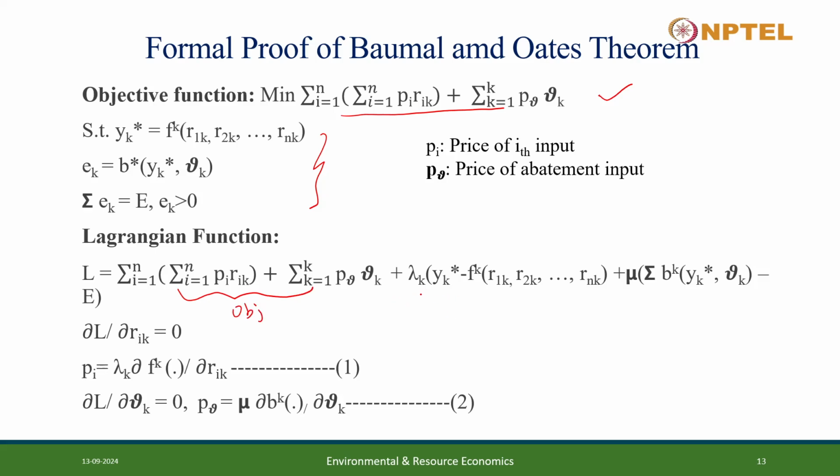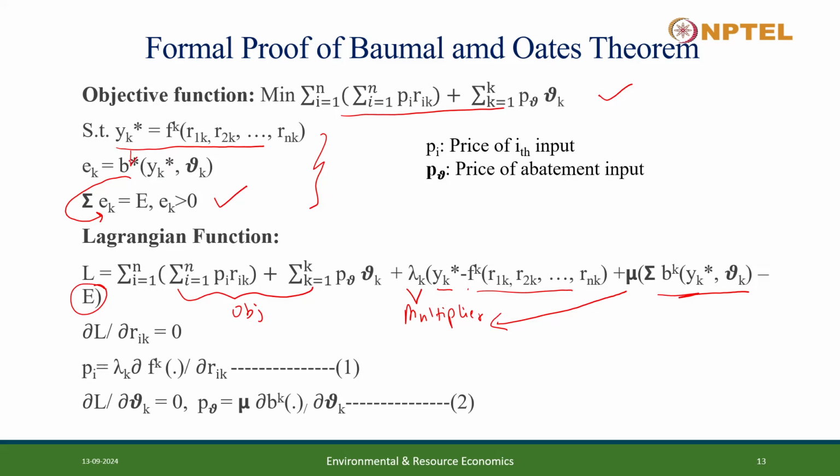and then we multiply a multiplier, lambda and mu, and then we bring all the constraints into the function. So the first constraint is this: yk star, where yk star is the optimum level of output, minus this function f, and then mu times this minus my e. This is my e, and I substitute ek as bk. Okay, so this is my k.